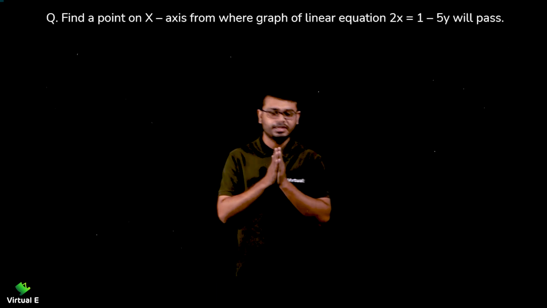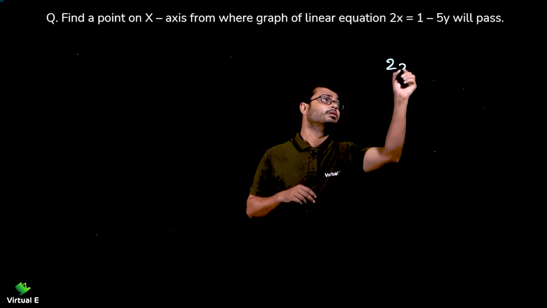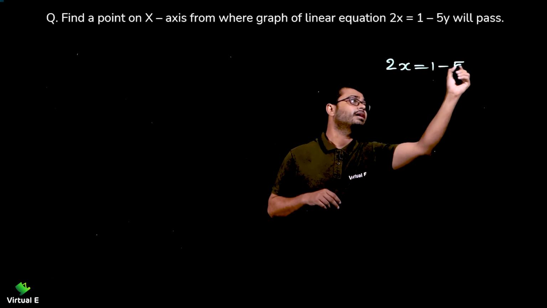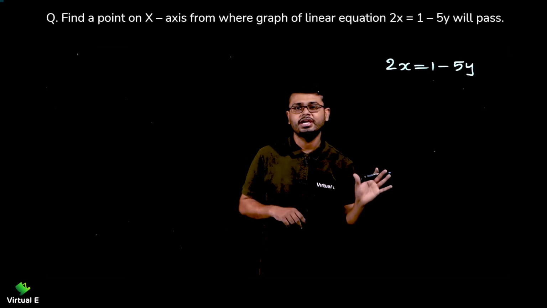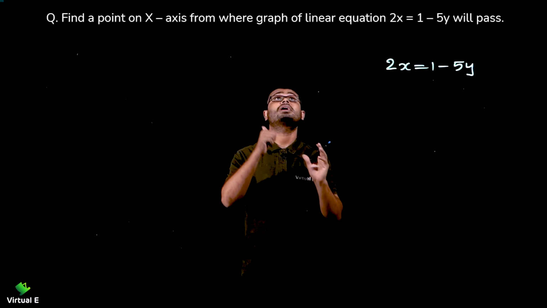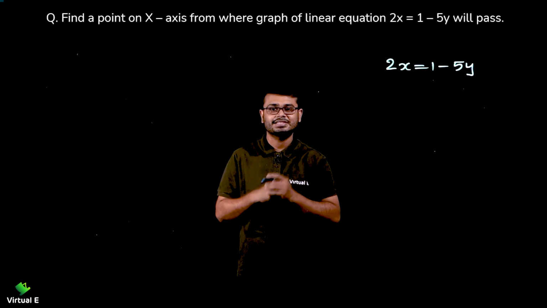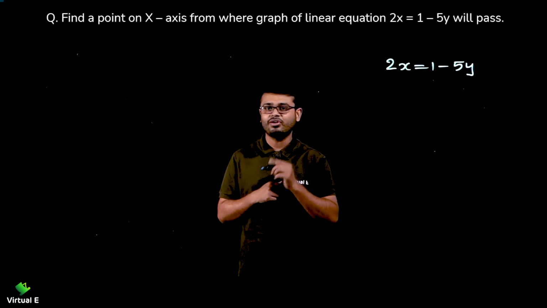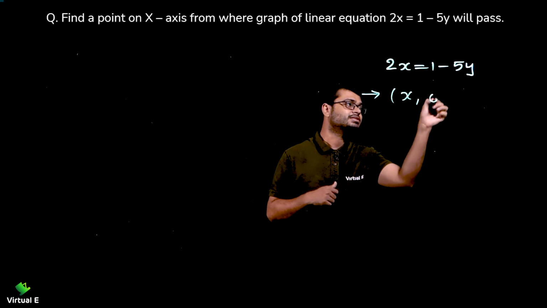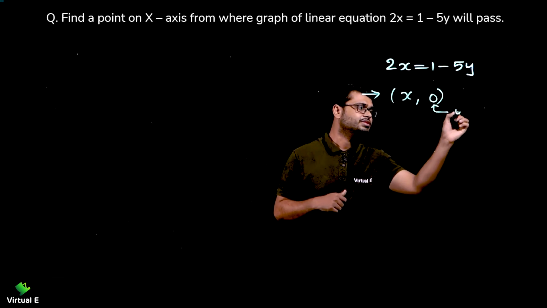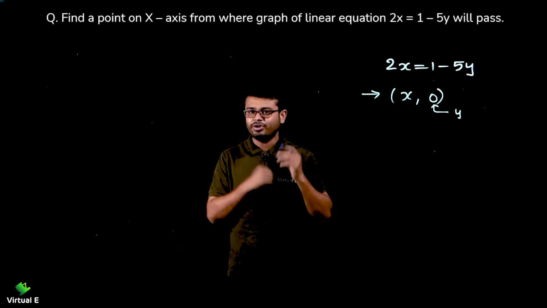So we have one equation, let's write it. 2x = 1 - 5y. Okay, so if we draw the graph of this equation, where will it pass on the x-axis? That we want to know. Now remember, on the x-axis, if you take any point, the y-coordinate will be 0. So the point will look something like this: y-coordinate will be 0 and x-coordinate will be x only. Some value that we want to find.